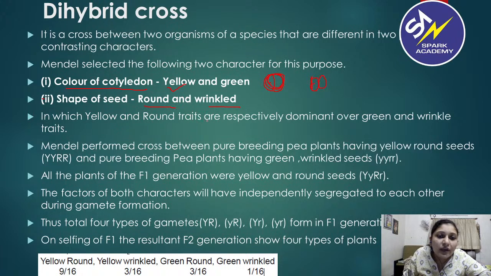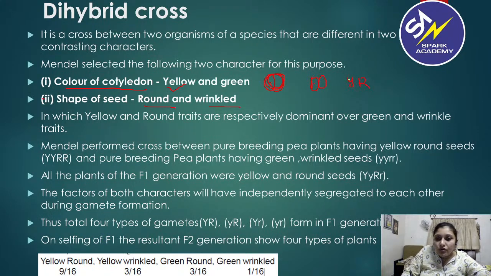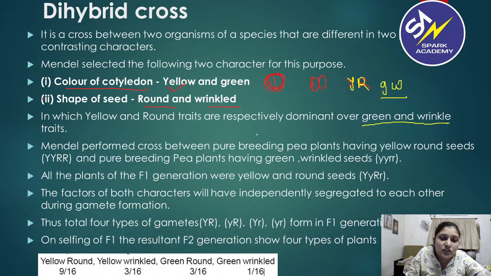Which of the yellow and round traits are dominant? So we can write it like this: yellow and round. Which is the dominating trait? I will change the color. So yellow and round is the dominating characteristic, and green and wrinkled is the recessive trait. We can write recessive traits in small case.